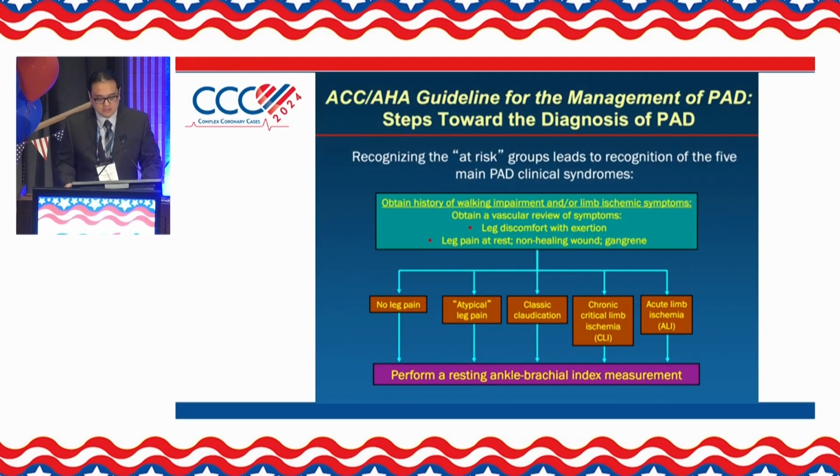So what are the guidelines? Patients who are at risk, which we discussed in that previous slide, get an ABI measurement, which is an ACC/AHA guideline.